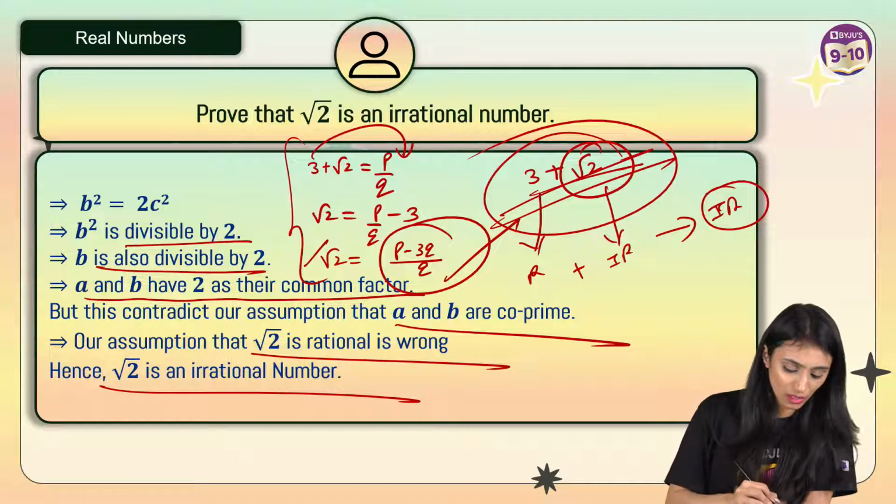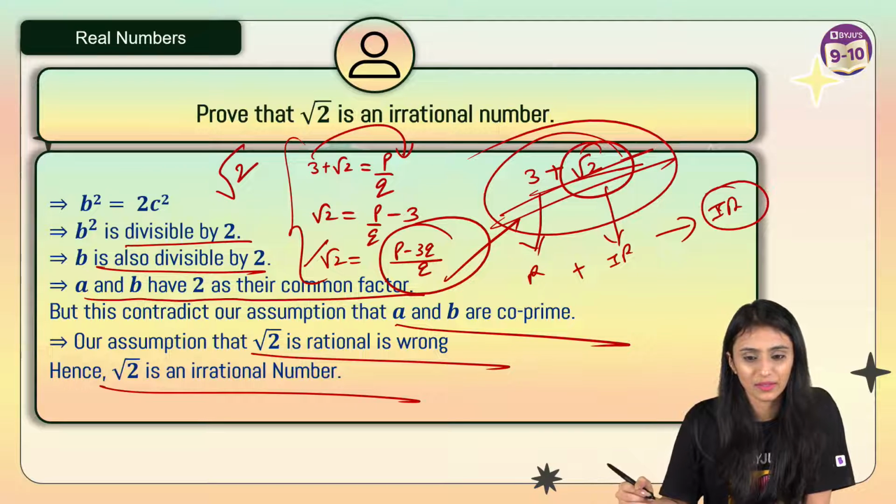How do we write root? I'm not able to understand. How do we write root? Any other doubts?